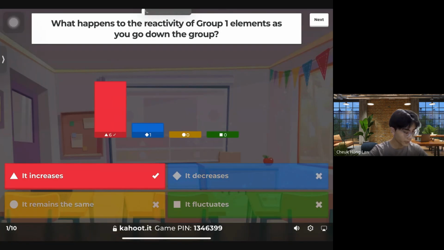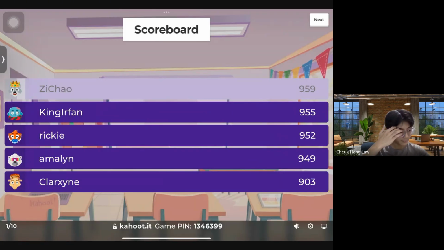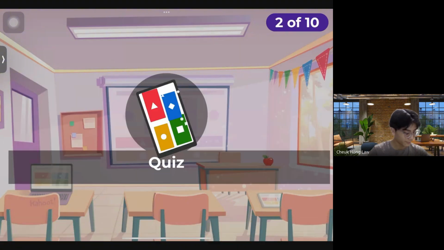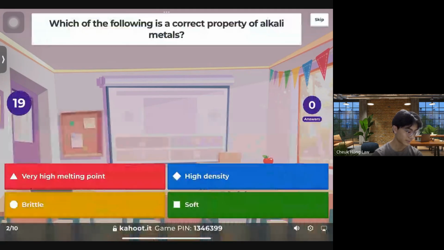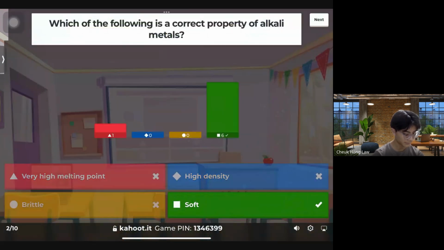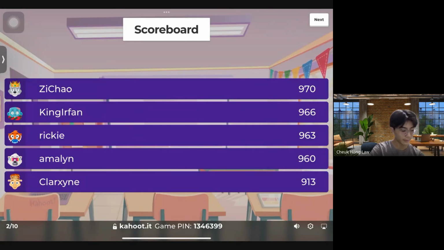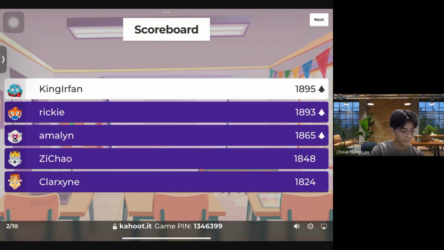Okay, good. Most of you got it correct. So reactivity increases down group 1. Okay, good job, Zichao. Which of the following is a correct property of alkali metals? They are soft. Okay, most of you got it correct as well. Okay, now Irfan is in the lead.